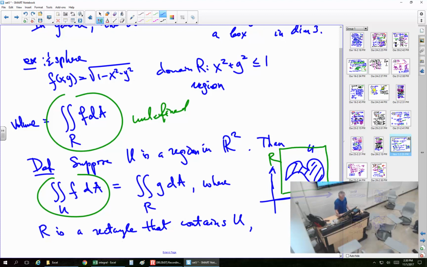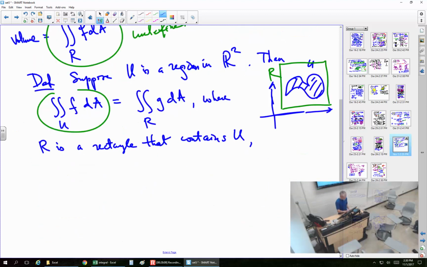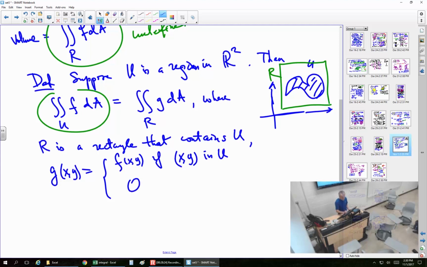And secondly, now the function is different too. The function is g, and I define it piecewise as we have done before. g(x,y) is equal to f(x,y) if (x,y) is in U, or 0 otherwise.